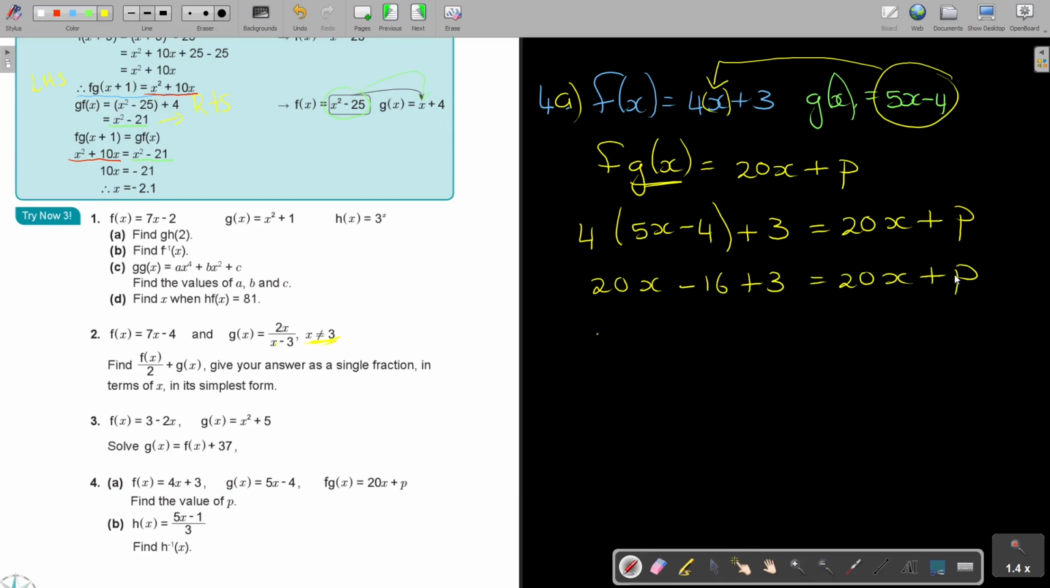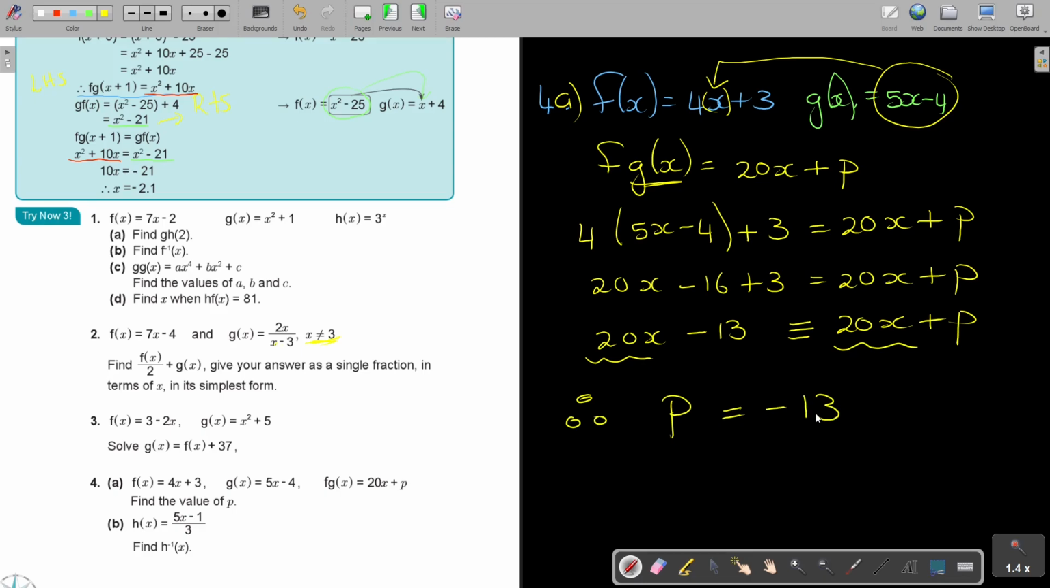Okay, so it's going to be 20x, and this is going to be negative 13. And it's almost like an identity. It's 20x plus p. So can you see this is the same? So therefore, I can see the value of p will be negative 13. Because that equals means the two statements will be exactly the same. And this will be then equal to this.